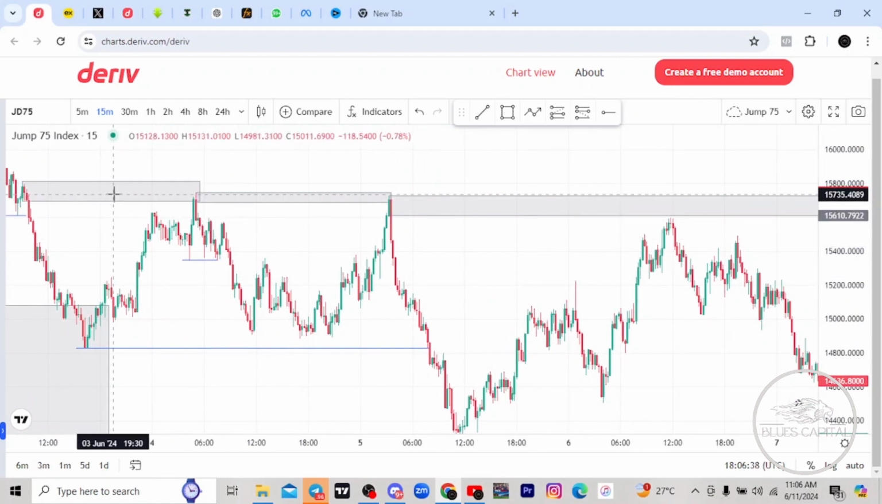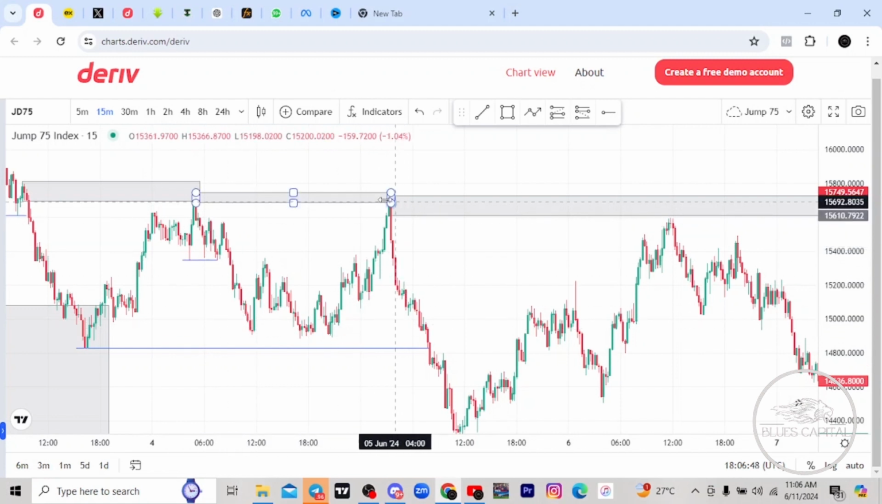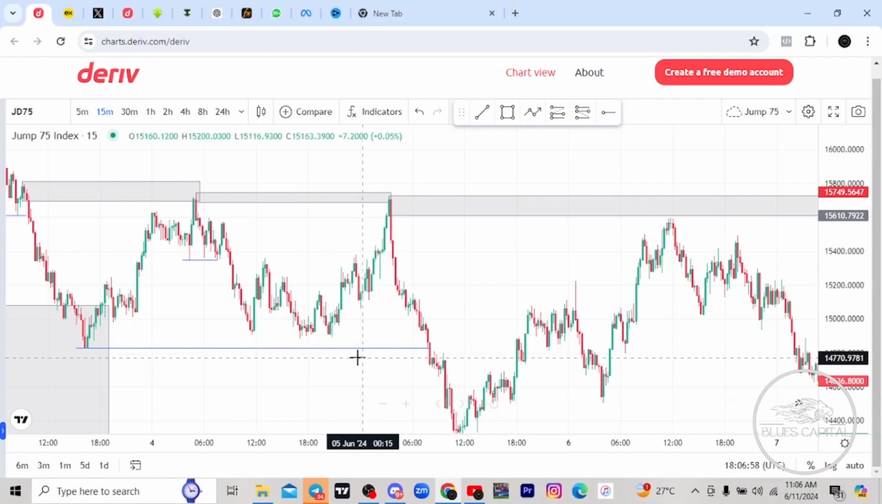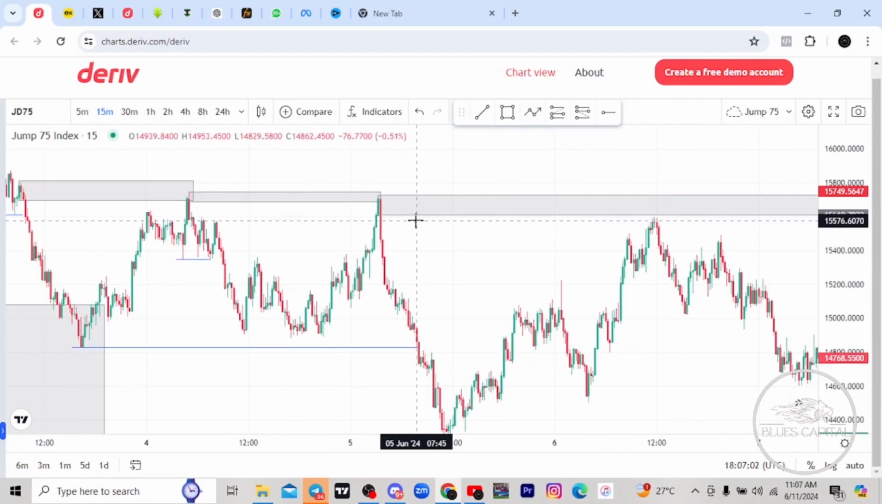You can see the first supply zone was respected. It broke structure to the downside. We trace back inside to a smaller time frame supply zone. It respected the smaller time frame supply zone and broke structure to the downside. That's when I marked out this supply zone. You can see this 15 minutes order block.